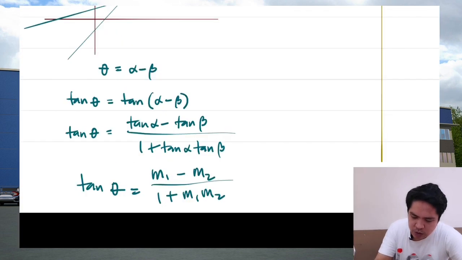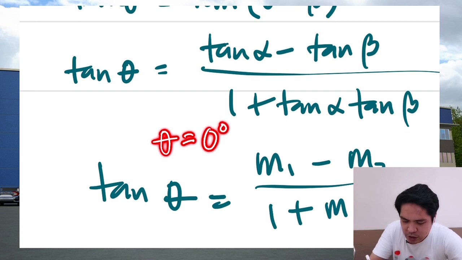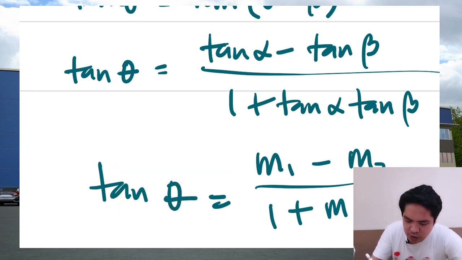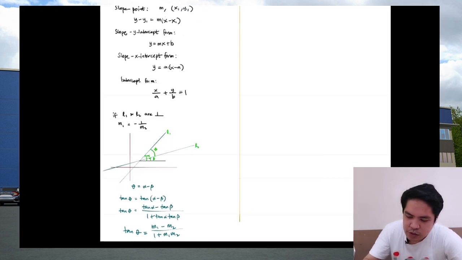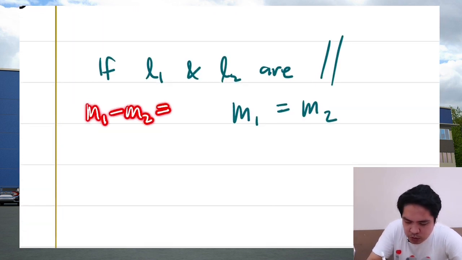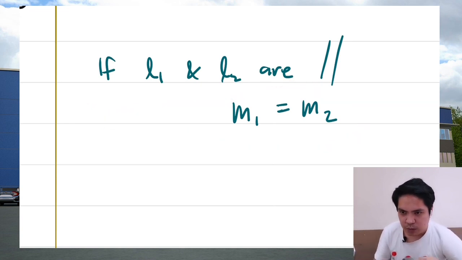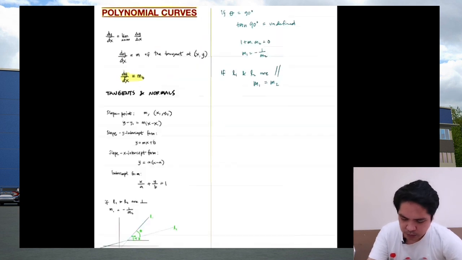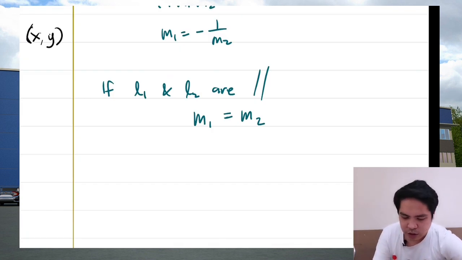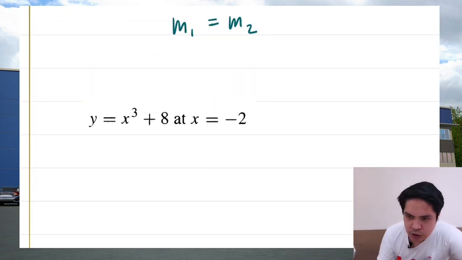Dito natin makukuha yun because if two lines are parallel, theta is 0 and tangent 0 is 0. So kung tangent 0 is 0, therefore the numerator should be 0. Diba? So, from here, m1 minus m2 should be 0. Hence, m1 is equal to m2. Okay? So, if you want a more thorough discussion on this, you may look for our video on analytic geometry, specifically the lines. Now, let's try to solve some problems.